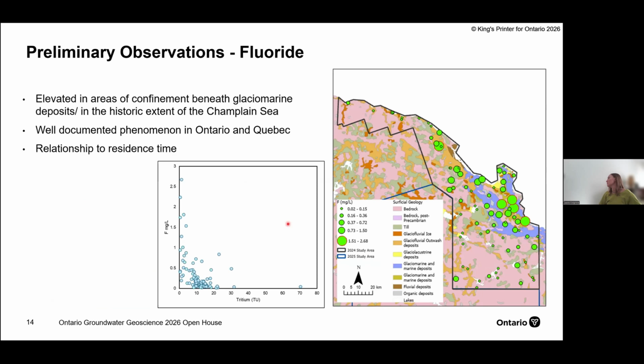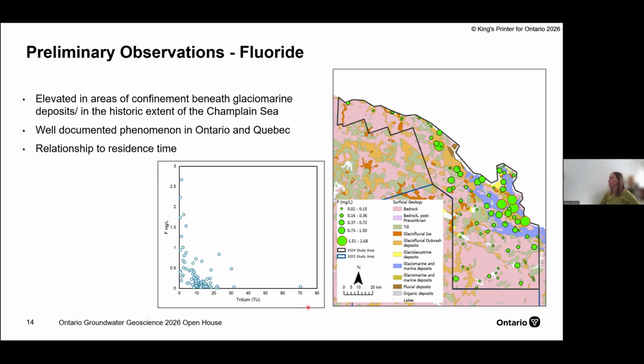And the final little bit of data that I'll share is the fluoride trends. So fluoride tended to be more elevated in the historic bounds of the Champlain Sea, associated with these glacial marine deposits, but also just closer to the Ottawa River. Five of these, the ones with the red outlines, are over the Ontario drinking water standard of 1.5 milligrams per liter. These also tended to be the older samples.